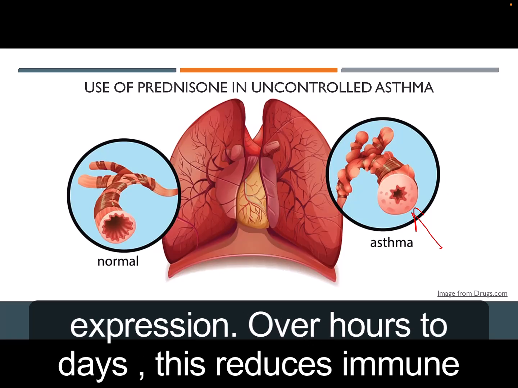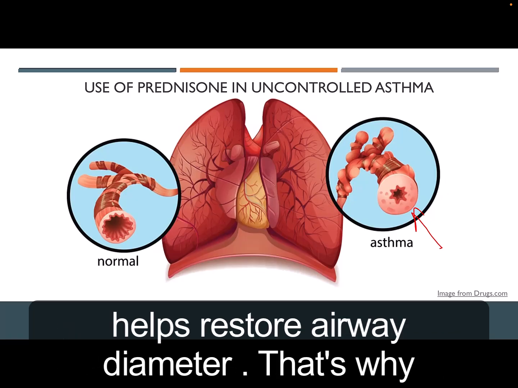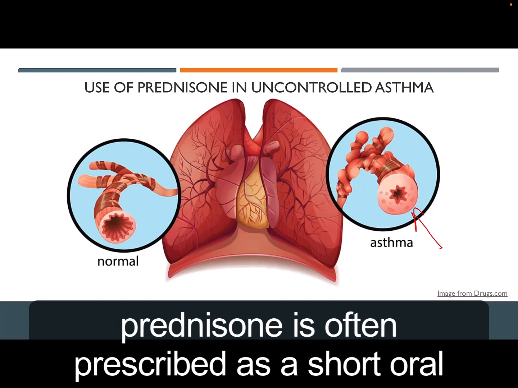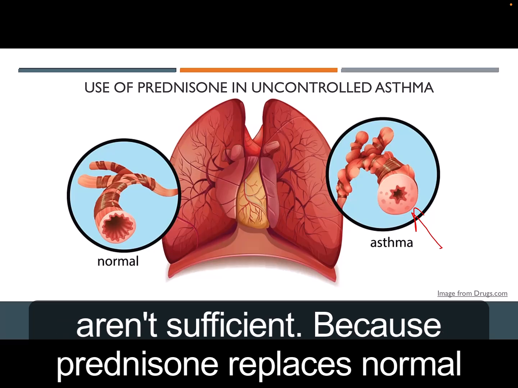Over hours to days, this reduces immune cell recruitment, decreases cytokine production, and helps restore airway diameter. That's why prednisone is often prescribed as a short oral course during asthma flares when inhaled therapies aren't sufficient.